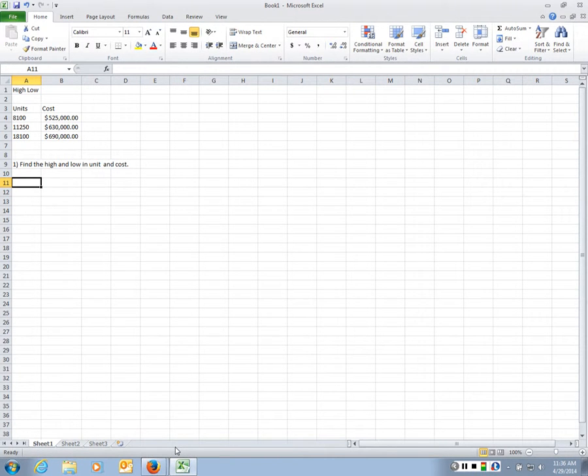Alright, so step one, as you can see here, is to find the high and low in each unit and in each cost. So I'm going to say that this one is the low and this one is the high. Alright, so the next step is for us to determine the difference in those. So we're going to take 18,100 and 8,100, and I'm going to subtract those two.